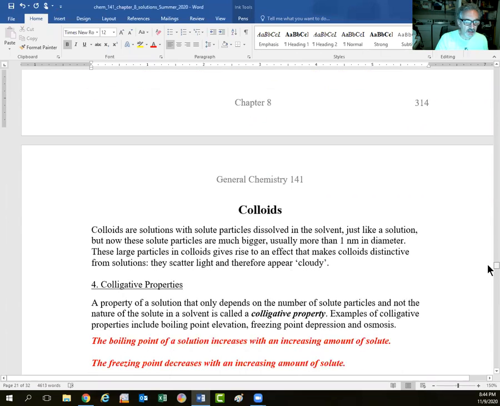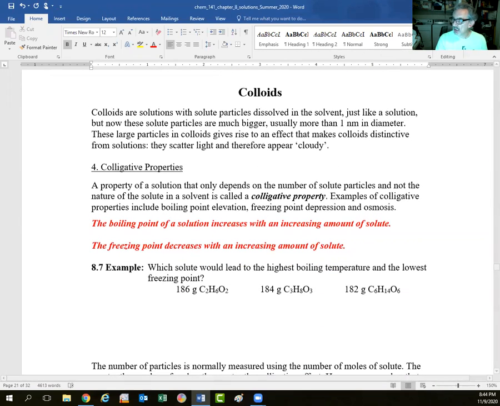Let's see. Next section is colloids. How long have we been going for? I think I'm just going to keep on going. Yeah, keep on going. So I'll just roll the 2 lectures into one.